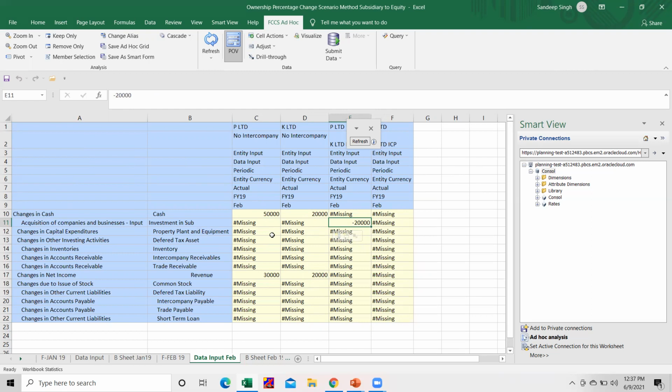So I have inputted the number of 20,000 against K Limited.